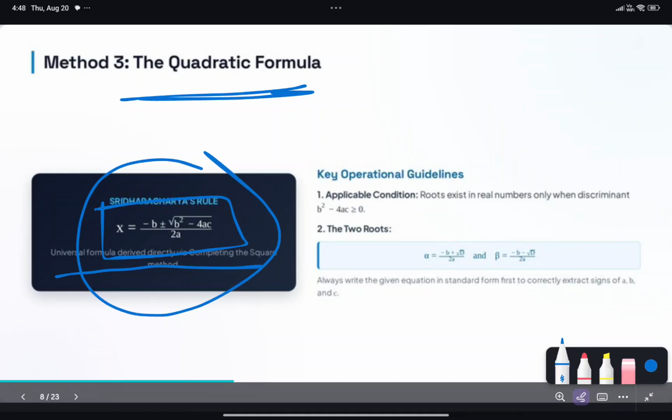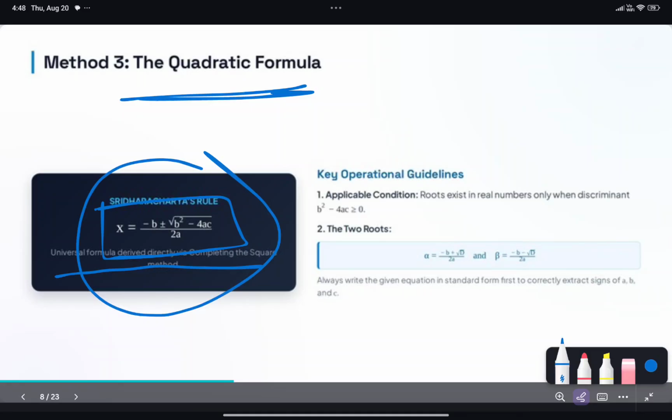When finding roots, this formula we can write into two. Minus b plus root over b square minus 4ac by 2a. And what is the second root? Minus b minus root over b square minus 4ac by 2a.